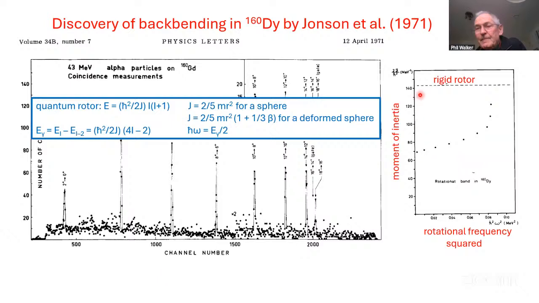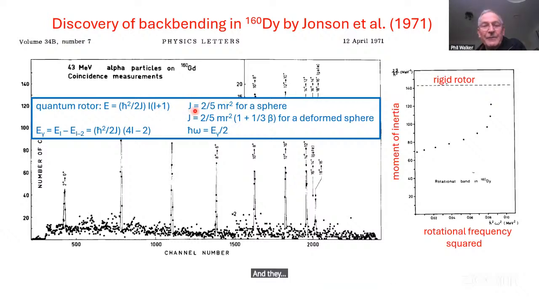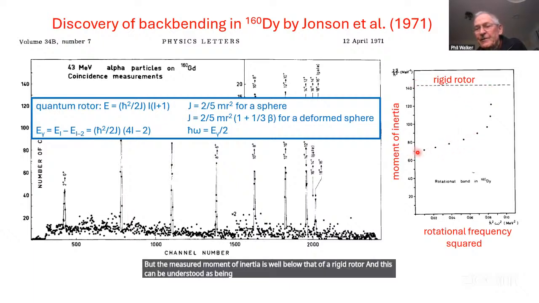The rigid rotor moment of inertia can be simply calculated because you can measure the mass of the nucleus easily enough. And the moment of inertia for a sphere is 2/5 mr squared. You can allow for the small effect of the nuclear deformation. But the measured moment of inertia is well below that of a rigid rotor, and this can be understood as being due to the superfluid behavior of the nucleus, and then the sudden increase in moment of inertia is due to the breakdown in the superfluidity of the nucleus.